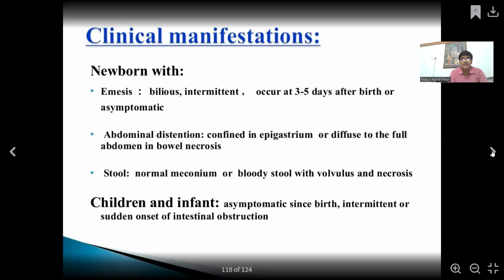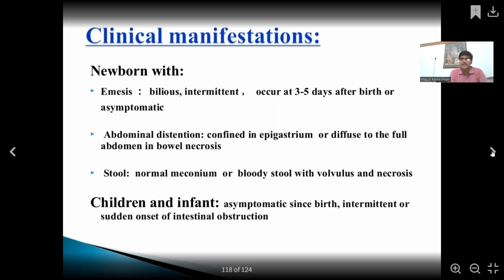Clinical manifestations include that the newborn will present with emesis. The vomiting will be bilious and intermittent, usually occurring 3 to 5 days after birth, or sometimes they are asymptomatic. Abdominal distension is confined to the epigastrium or diffused to the full abdomen in bowel necrosis. So if there is an onset of abdominal distension in a case of malrotation, it is an alarming sign. Stool is normal meconium, or bloody stool with volvulus and necrosis.